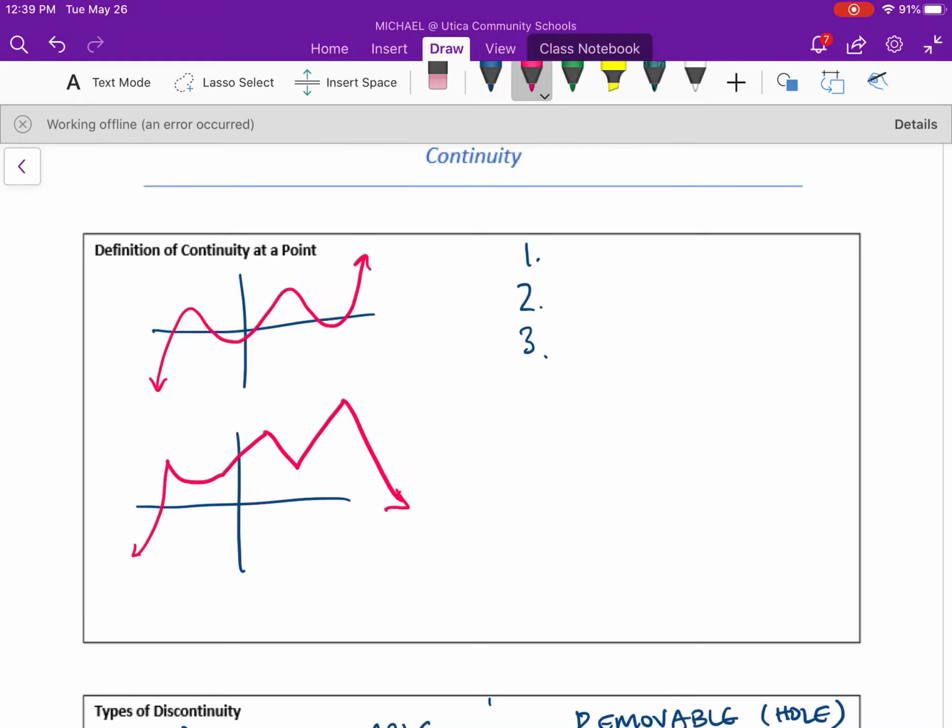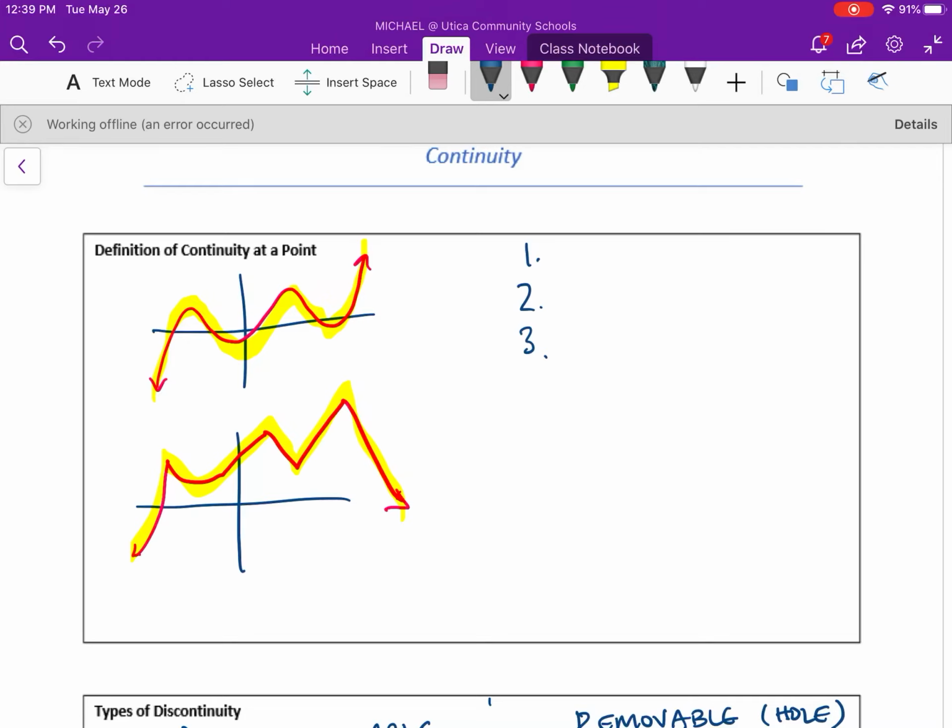But to get an overall idea, basically what we're looking at is, can I draw a graph without picking up my pencil? It can be a smooth curve like in that first drawing. It can also be kind of jagged where we have these sharp points. But as long as I can draw the entire graph without picking up my pencil, then I have a continuous function.